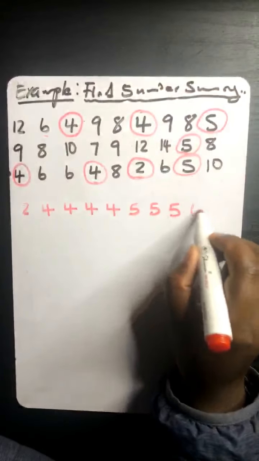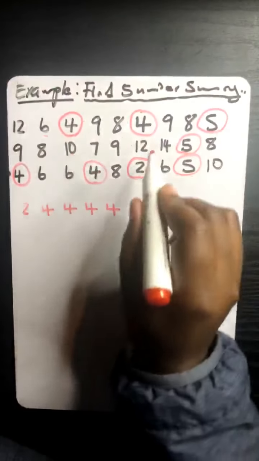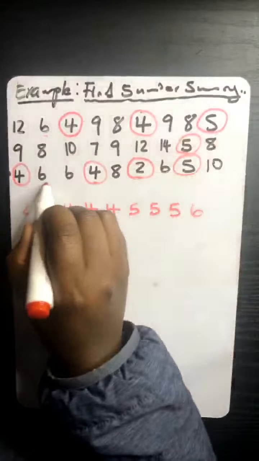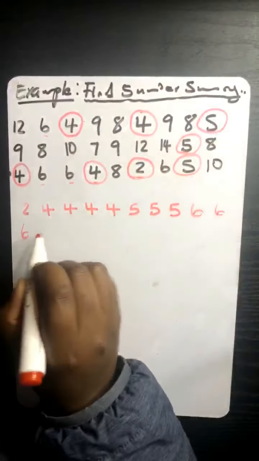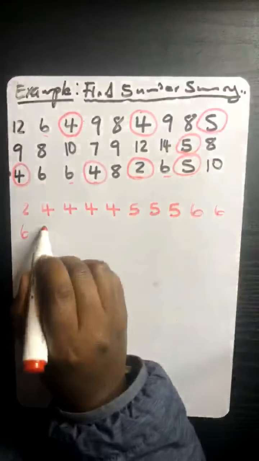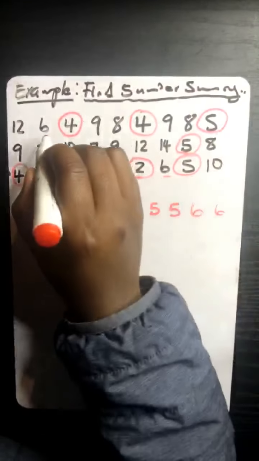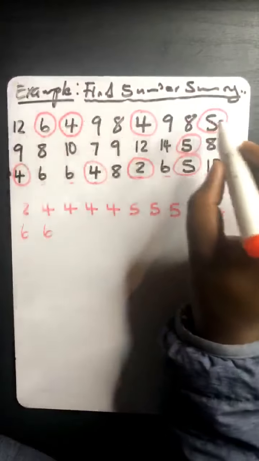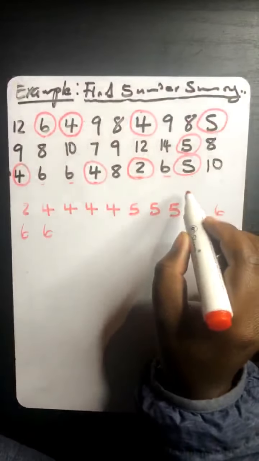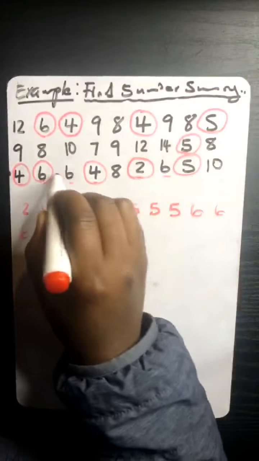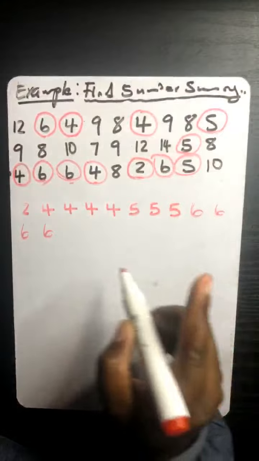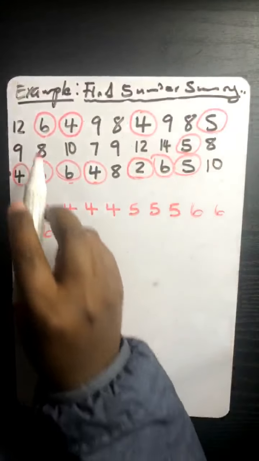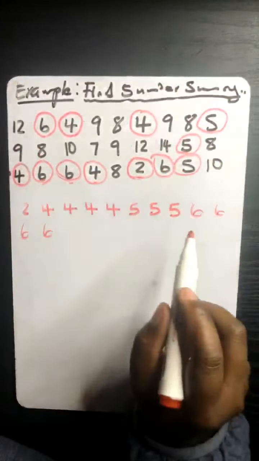Let's see. After 5, I think there we've got 6. There it's 6. Where's another 1? There is another 1. 6, another 1. 6. Oh, there is another 1. So that means we have 6 there. Where is another 1? There is another 1, another one, another one. So that means we have 1, 2, 3, 4, 6.